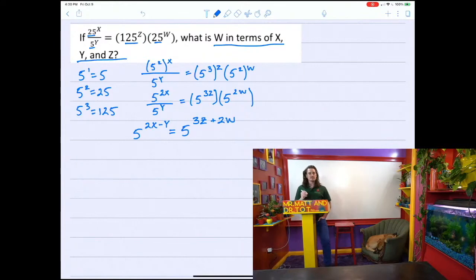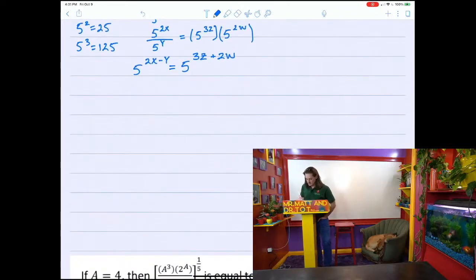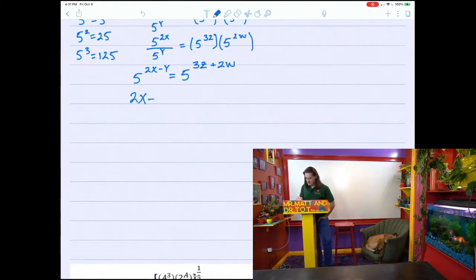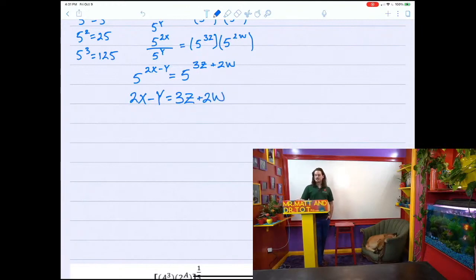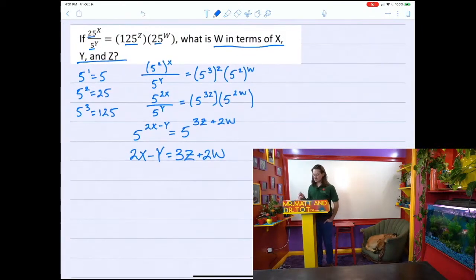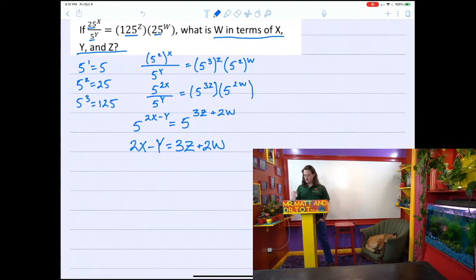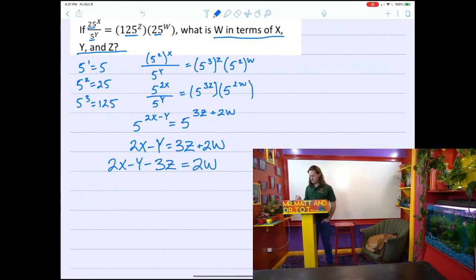Now I have common bases on opposite sides of the equal sign, so I can drop the bases and equate the exponents. So I can say that 2x minus y is equal to 3z plus 2w. And I'm isolating for y. They want y in terms of x. I'm sorry, I'm isolating for w because they want w in terms of x, y, and z. So I'm going to subtract away 3z, so 2x minus y minus 3z is equal to 2w, and I don't want 2w, I want w, so I'm going to divide by 2, and w is going to be equal to 2x minus y minus 3z, quantity divided by 2.